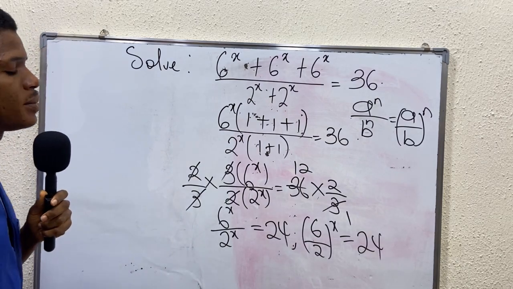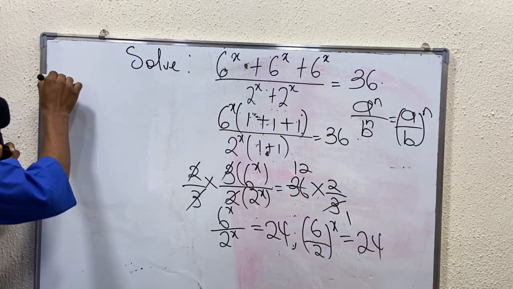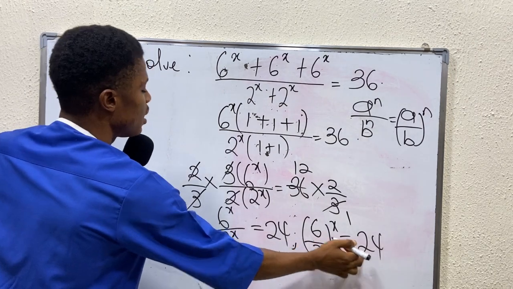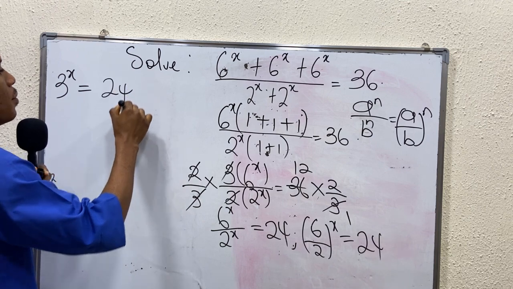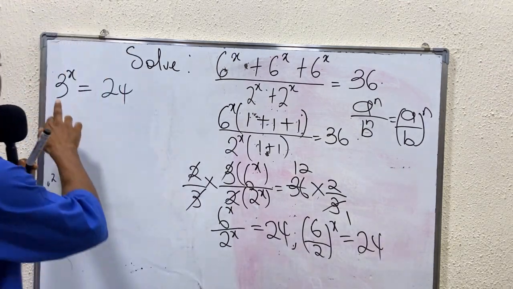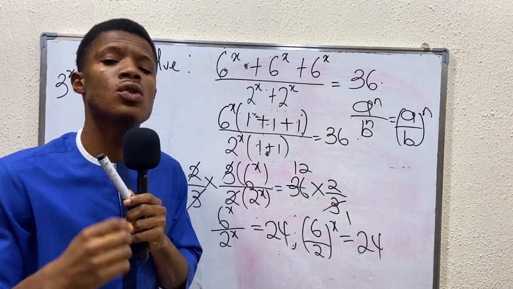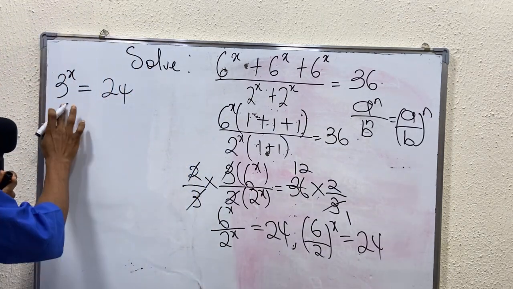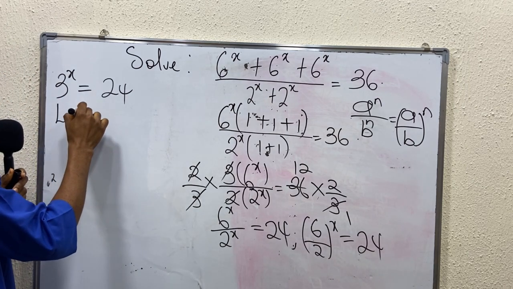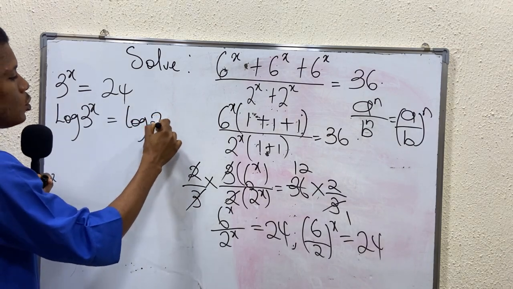Okay? So you observe one thing, 6 divided by 2 is 3. So we can say 3^x is equal to what's left here, 24. If you have this now, what do you observe? You observe that 3 and 24 cannot be expressed in a common base. So all you need to do is to take the logs of both sides. If you take log of 3^x, that will be equal to log of 24.